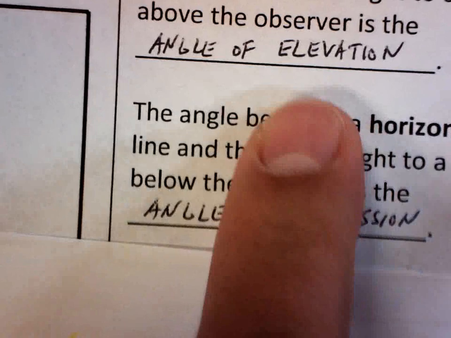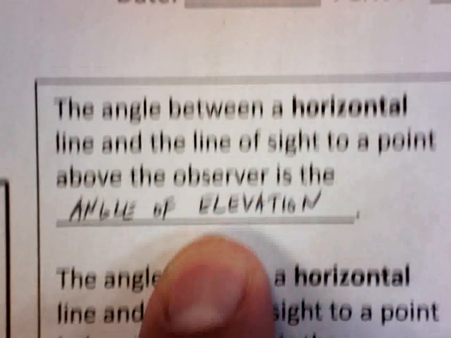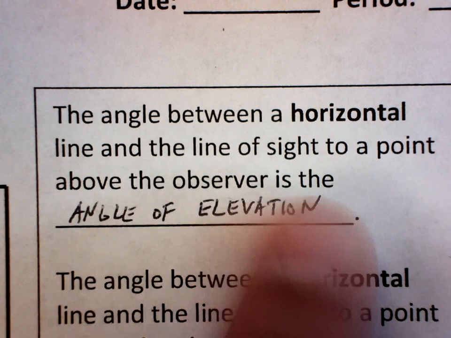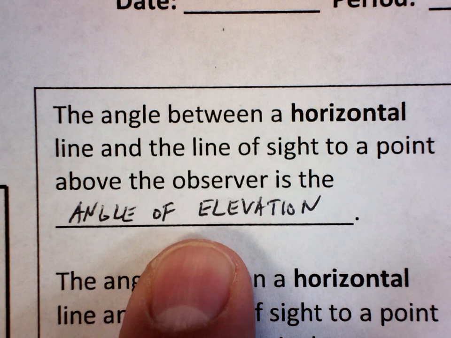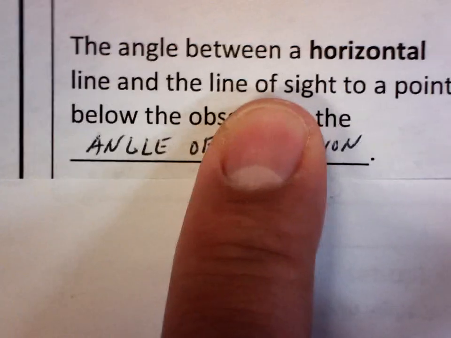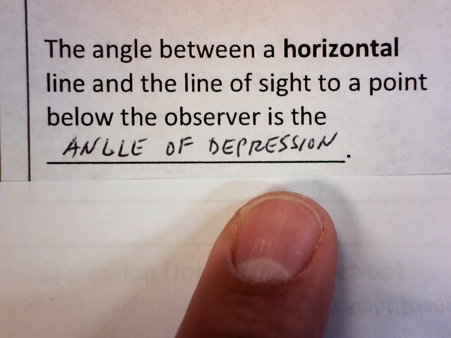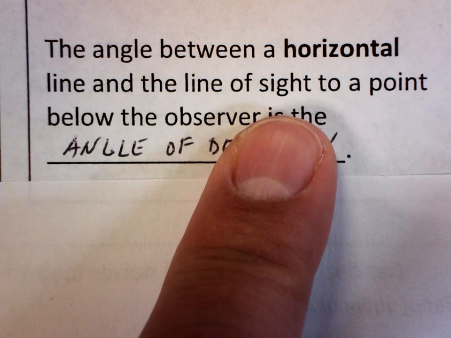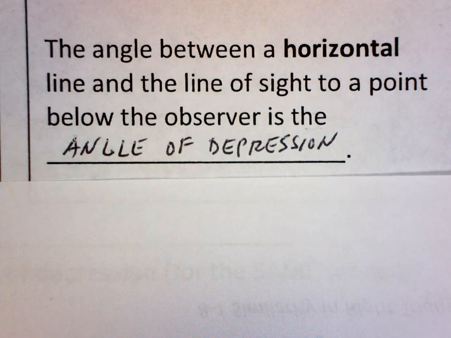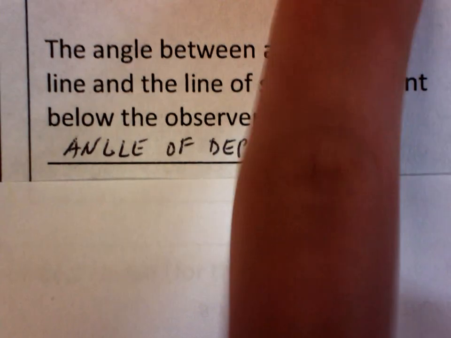So definition: the angle between a horizontal line and the line of sight to a point above the observer is the angle of elevation. So if I'm on the ground looking up, it's an angle of elevation. The angle between a horizontal line and the line of sight to a point below the observer is the angle of depression. I'm flying in an airplane, standing on a building, and I'm looking down. That's an angle of depression, but they have to be made with the horizontal.